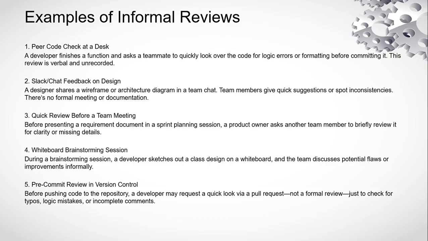Okay, here are some examples of informal reviews. Number one, we have peer code check at a desk. A developer finishes a function and asks a teammate to quickly look over the code for logic errors or formatting before committing it. This review is verbal and unrecorded. Number two, we have Slack or chat feedback on design. A designer shares a wireframe or architecture diagram in the team chat. Team members give quick suggestions or spot inconsistencies. There is no formal meeting or documentation.